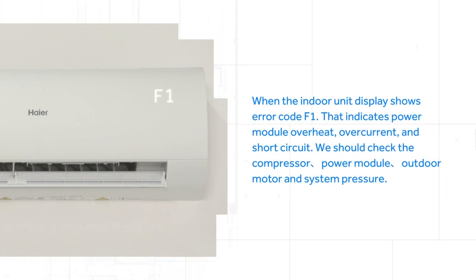F1 error troubleshooting. When the indoor unit display shows error code F1, that indicates power module overheat, overcurrent, and short circuit. We should check the compressor, power module, outdoor motor, and system pressure.